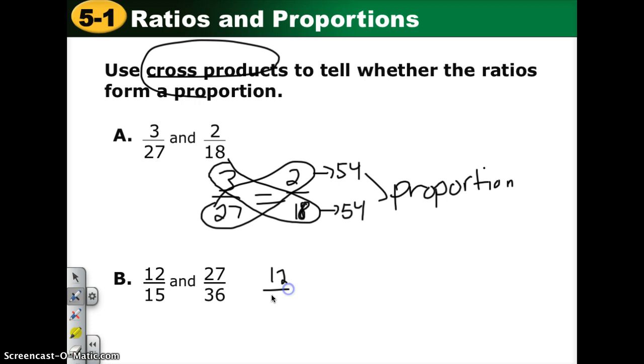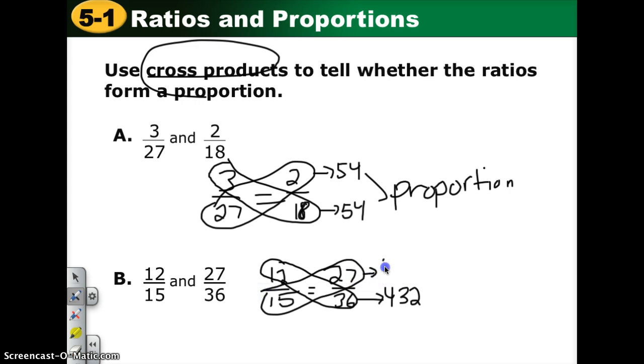Let's try 12/15 and 27/36. Now these numbers are large, but you can multiply with a calculator or you can do it by hand. So we multiply 12 times 36, and that equals 432. And then we multiply 15 times 27, which is 405. Sorry, kind of messy. They did not come out equal, so these are not a proportion. And we saw those same results when we did them with simplifying.